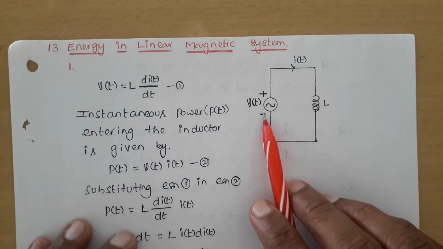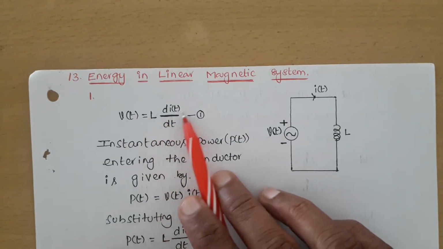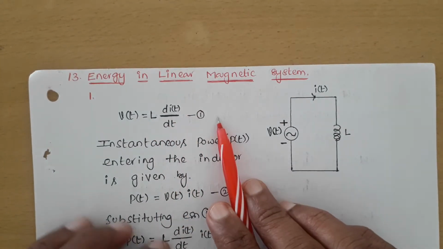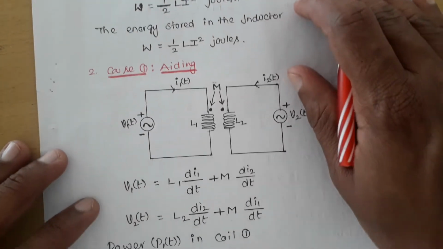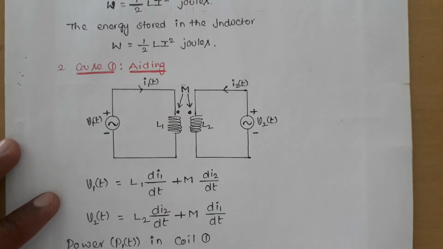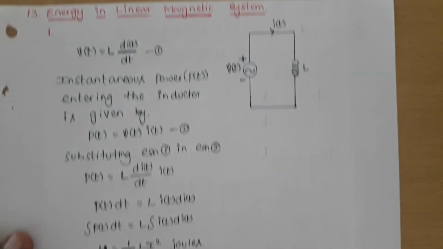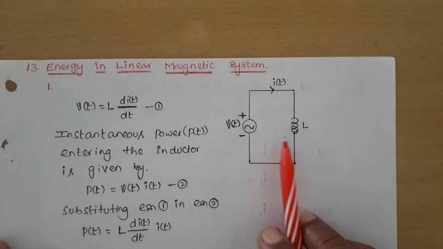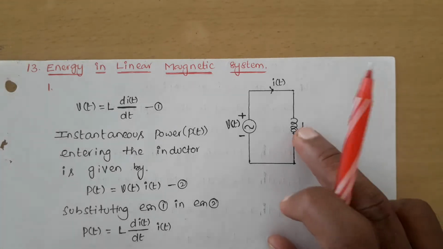The basic relation between v(t) and i(t) in the inductor is v(t) equal to L di(t)/dt. Here we are trying to find the energy in a linear magnetic system. Before that, I am trying to find the energy stored in this inductor, because inductor and capacitor are energy storing elements.